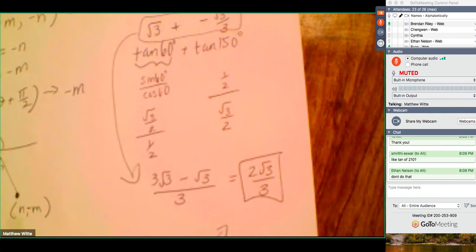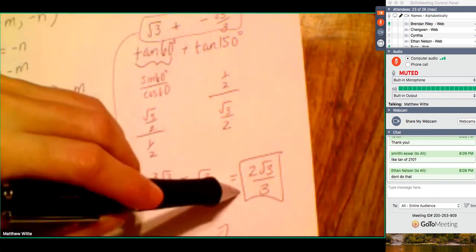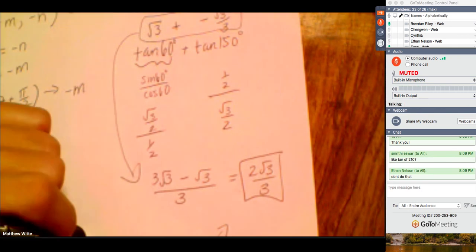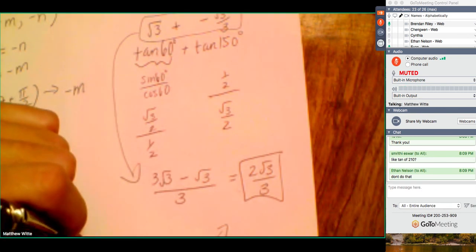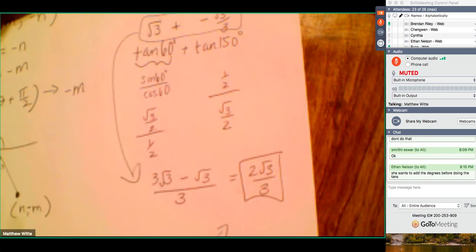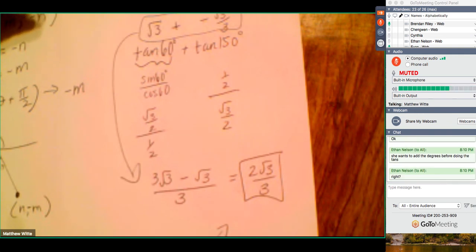Because this one worked out okay. Once you got common denominators, it didn't look too bad. She wants to add the degrees. Oh, no. Do not add the degrees. If I give you 2 trig functions with degrees in them, you're not allowed to combine them.